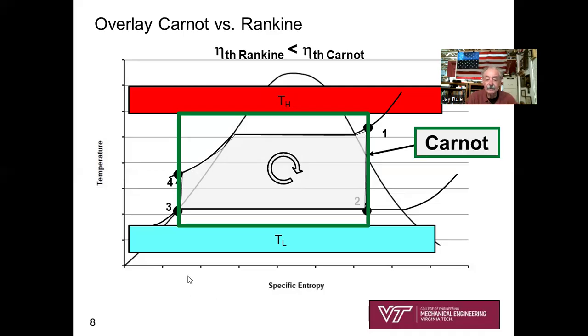And then plus the visualization of the Carnot thermal efficiency of this big green rectangle extended all the way down to absolute zero. That gives you an idea of further why the Carnot cycle is always going to be more efficient than the Rankine cycle.